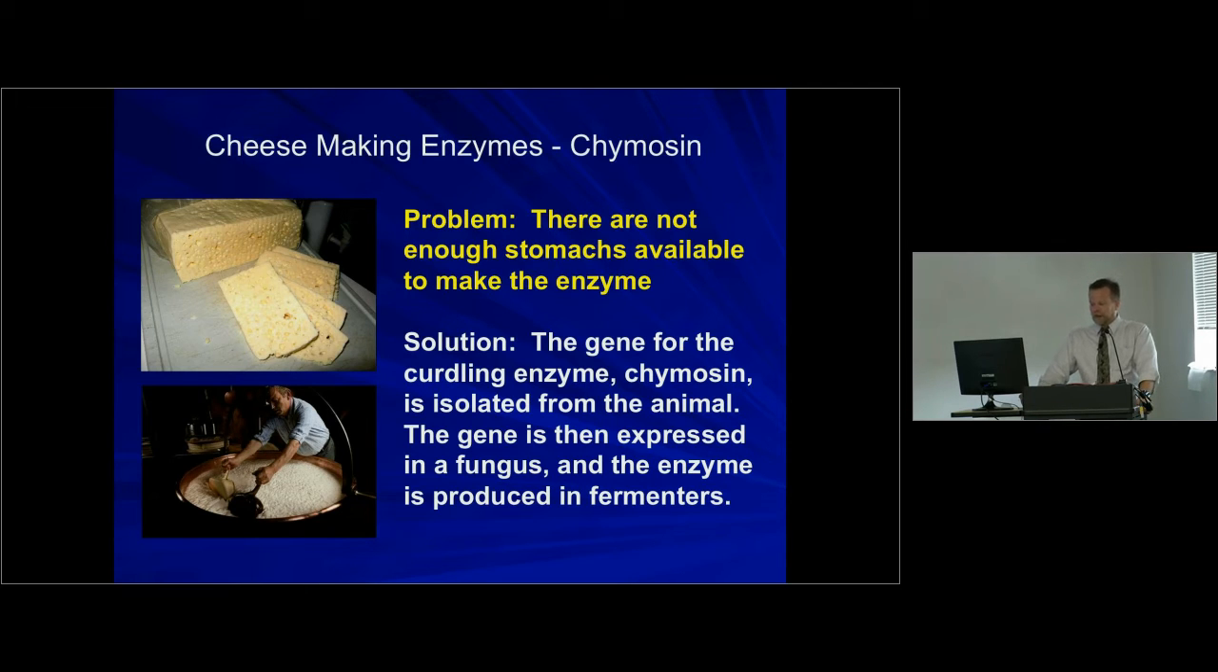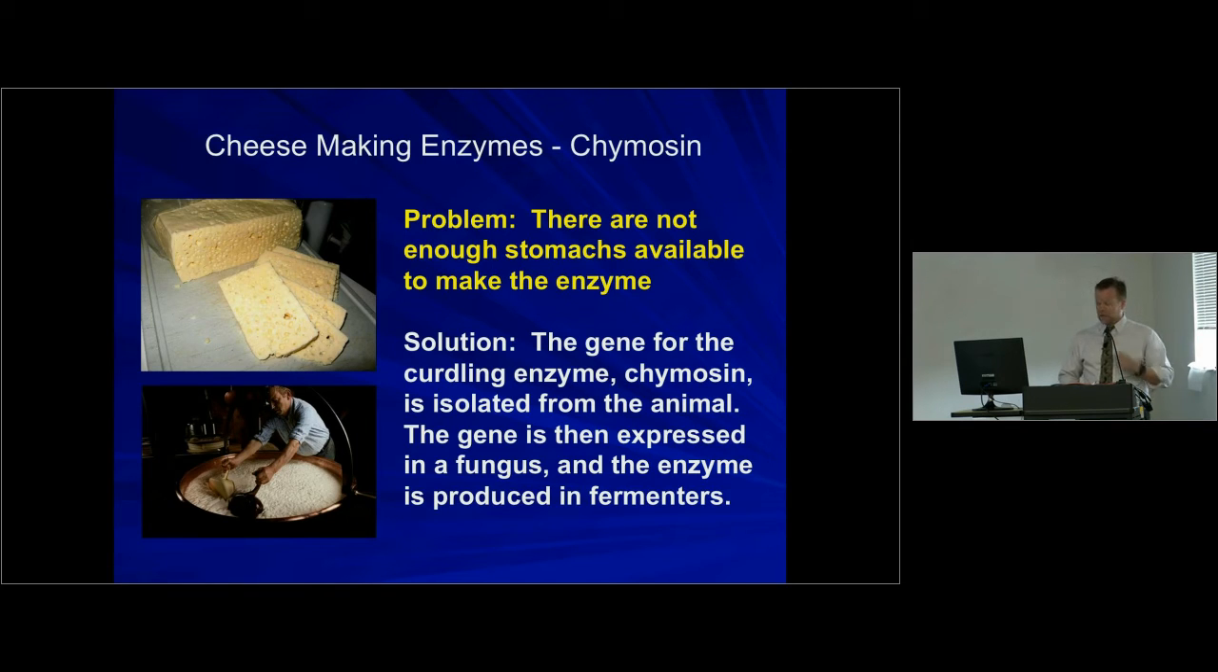So the trick to that then became, what if we could clone the gene for chymosin from a calf or some sort of animal, place that into a bacterial plasmid, or a microbial plasmid, and introduce that back into the organism, and then have bacteria or maybe fungi do that work for us.